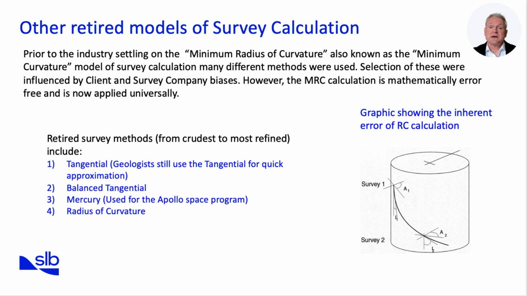Finally, the radius of curvature method assumed the well path between stations followed an arc of a circle. This provided a much more accurate representation of borehole position, and it became the industry standard until more advanced minimum curvature methods were developed. These methods illustrate the progression of survey techniques as drilling evolved, highlighting the drive for greater accuracy and reliability.